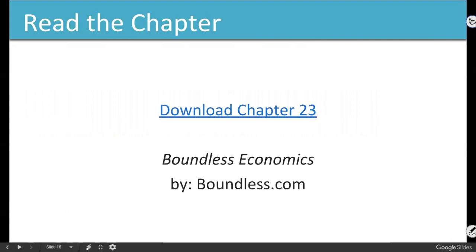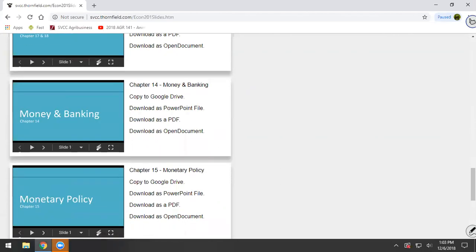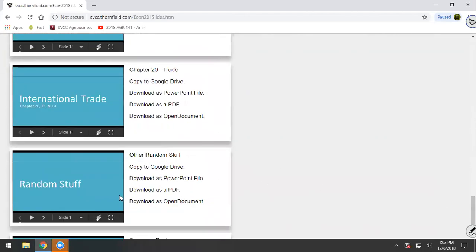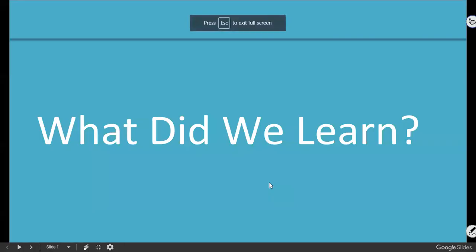Y'all have any? Okay. Now, I've got two different directions that I want to go if I can get this stupid thing scrolled. Yes, I hate Microsoft. Okay. I'm going to come back to random stuff maybe if we have time.